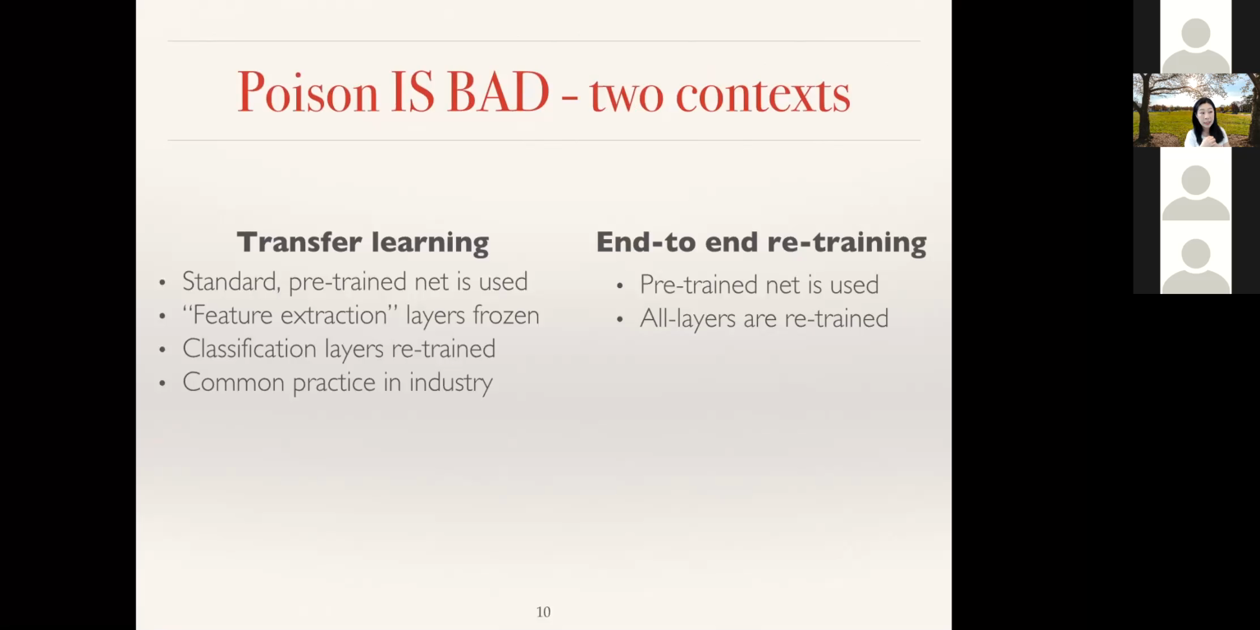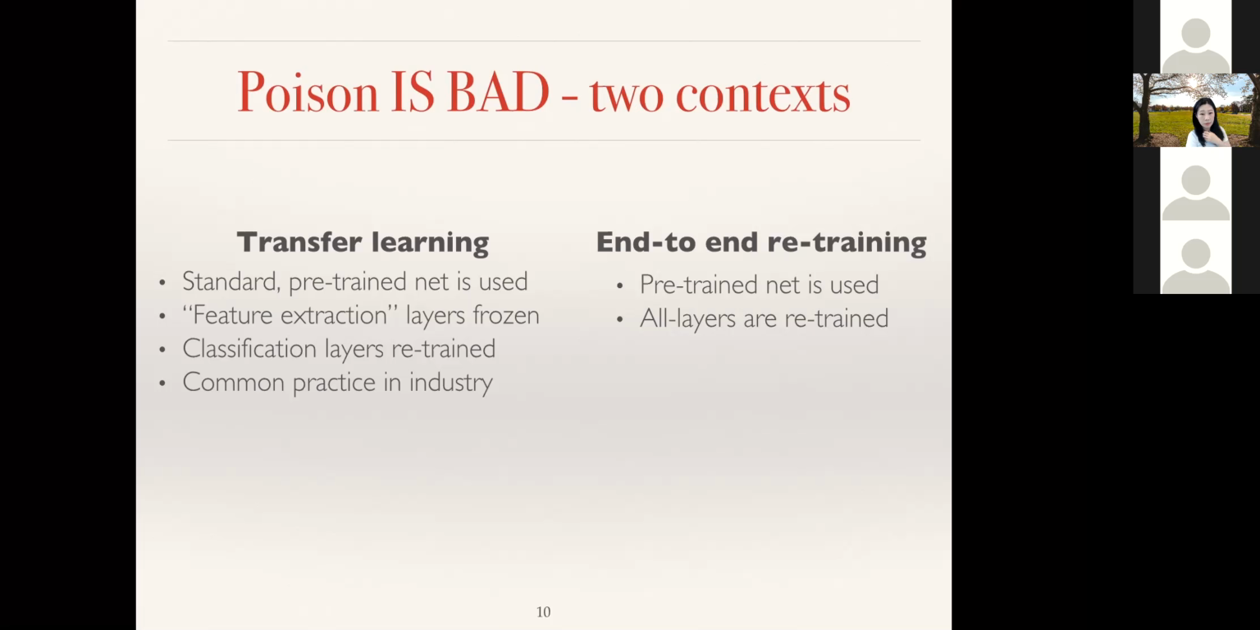Poisoning is especially bad in two contexts, right? First is the transfer learning context. What do I mean? If you have a pre-trained network used in your machine learning, then poisoning is particularly bad because the pre-trained network could be a poisoned one, right? You don't know whether you should trust this pre-trained network or not, right? And in a lot of transfer learning scenarios, usually the feature extraction layers are frozen. I'll talk about that later, what we mean here. And they would only retrain the classification layers.